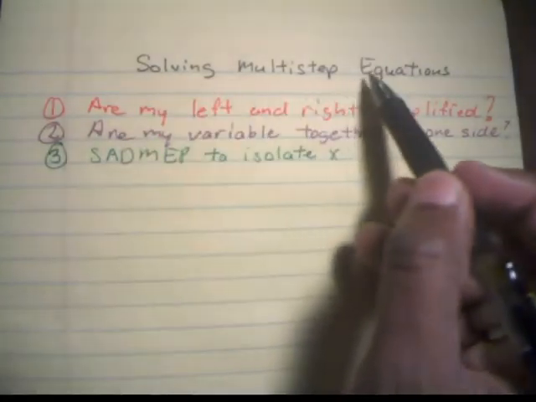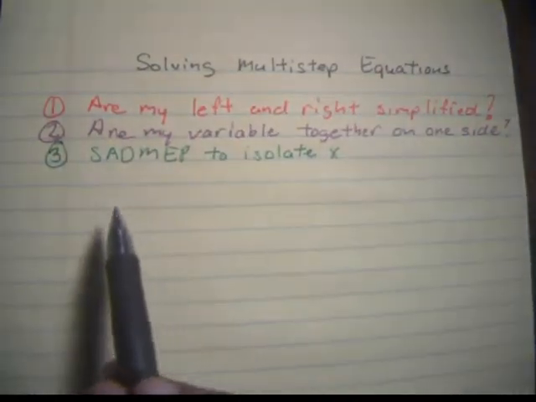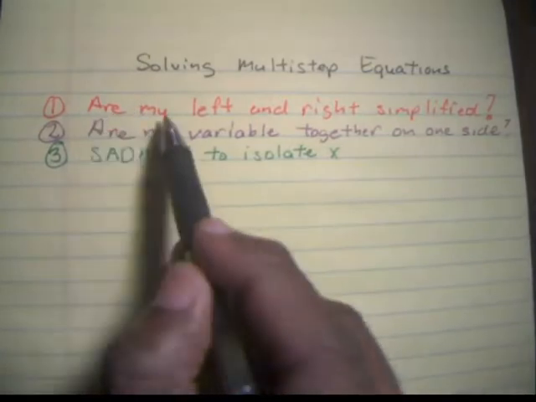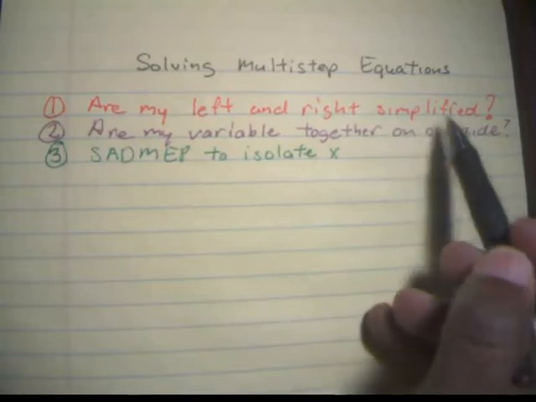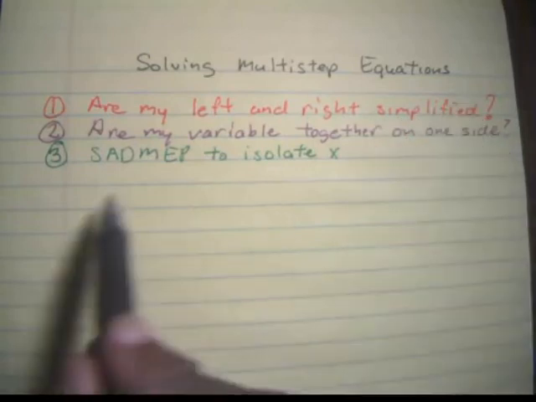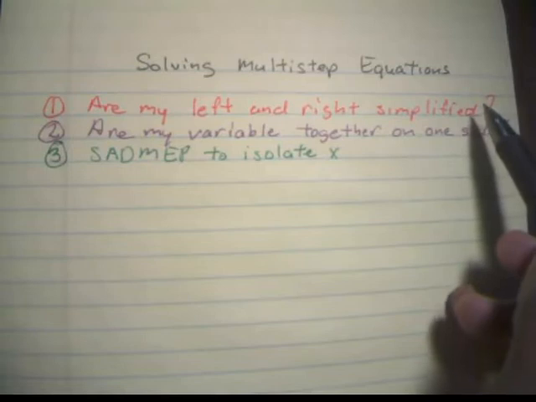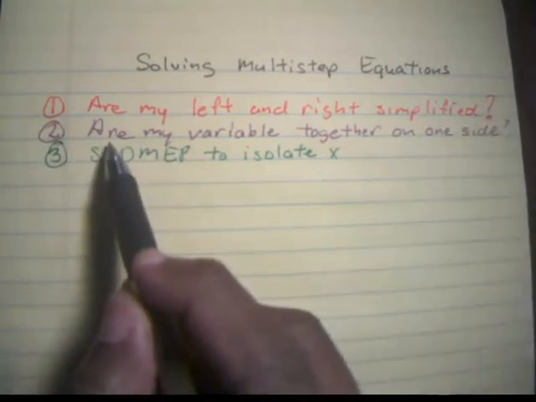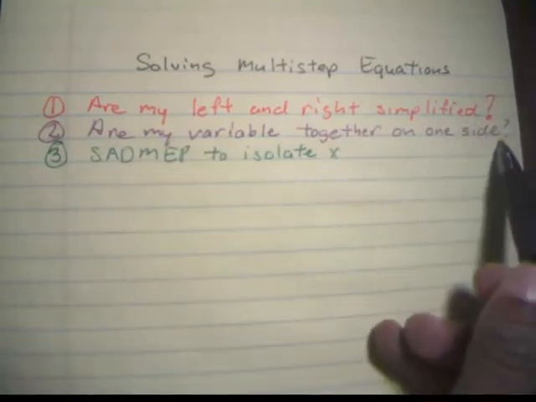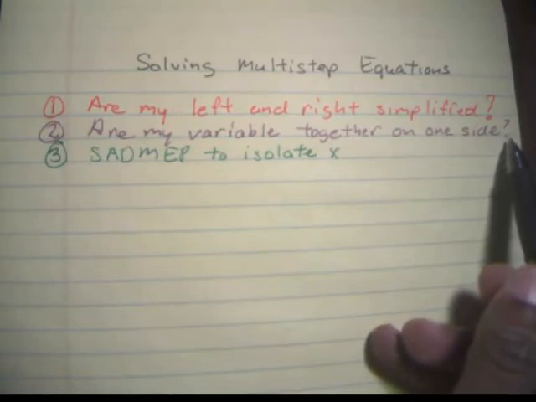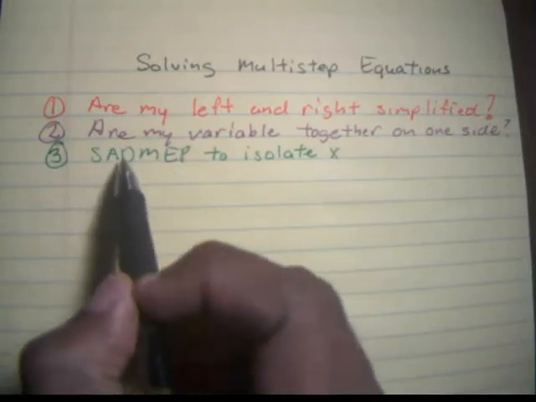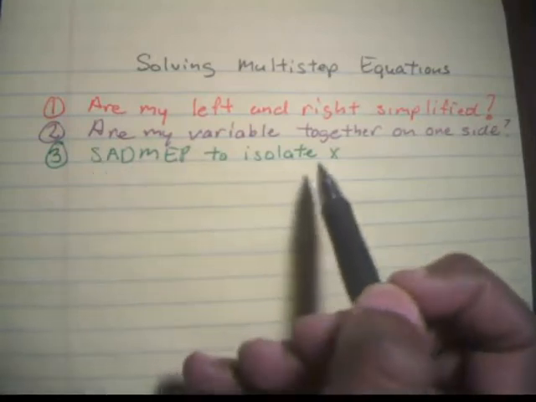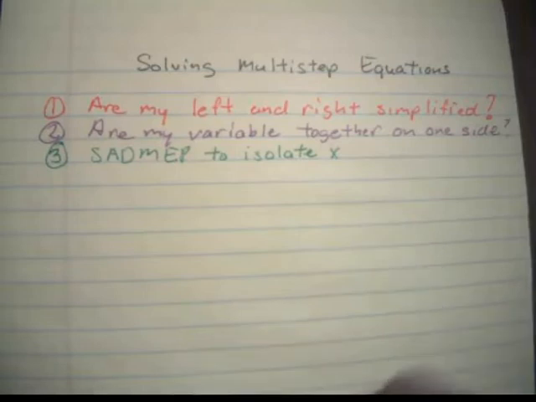Okay, in solving multi-step equations, we've got three things. First, make sure the left and right hand sides of the equation are simplified. Then get all my variables together on one side. Once you've done that, you can do side math or reverse PEMDAS to isolate the x. So let's try this example.